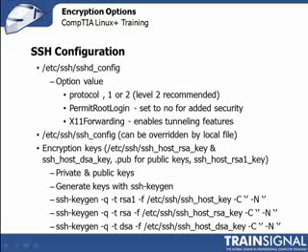The options include Protocol, which specifies the protocol level that SSH can use, and the only possible values are 1 and 2. Since 1 has been compromised, 2 is the preferred value. On some older clients though, you may need to still use protocol 1.